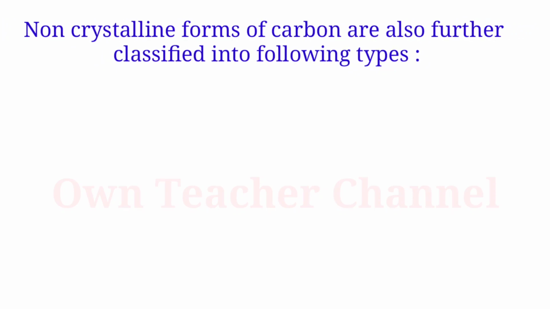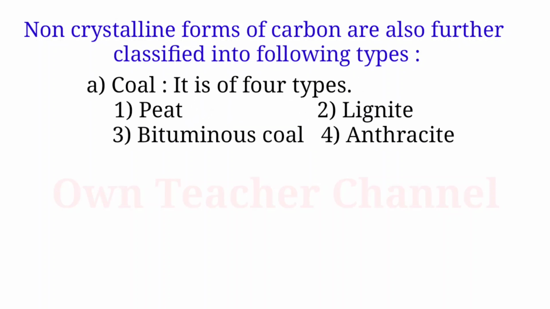Non-crystalline forms of carbon are also further classified into the following types. A. Coal. It is of 4 types. 1. Peat. 2. Lignite. 3. Bituminous coal. And 4. Anthracite. Peat formation is the first step in the formation of coal, and lignite is the second step in the formation of coal. Bituminous coal is the third step in the formation of coal, and anthracite is known as the pure form of coal. It contains about 95% of carbon.